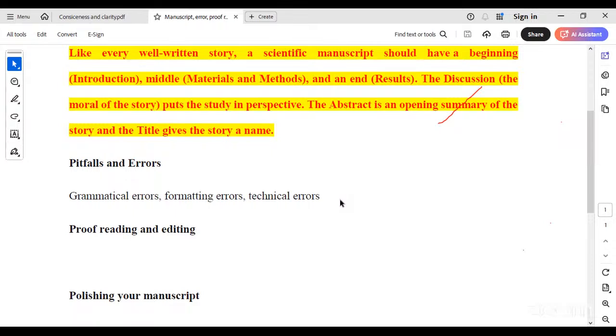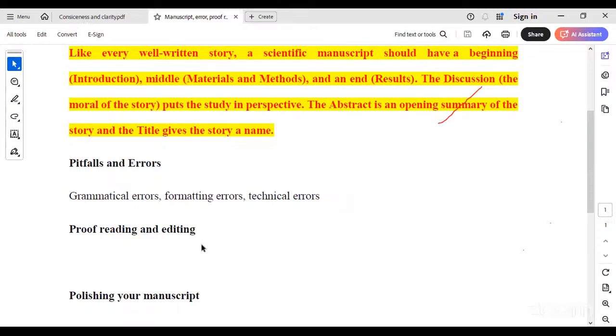So we have to work on it from the start. We should be careful from the very beginning while writing a manuscript, considering the research journal in which we are going to publish it. So we have to follow the guidelines. This is a very important point, pitfalls and errors, and we have to clear all these things.